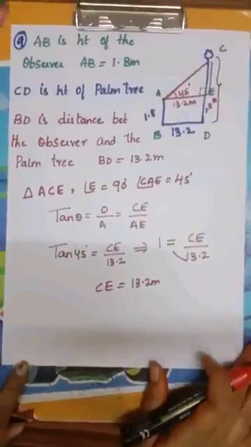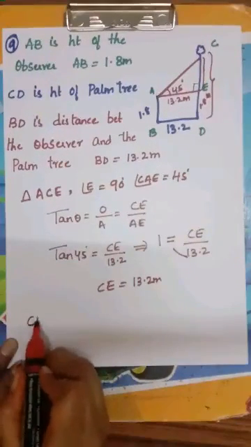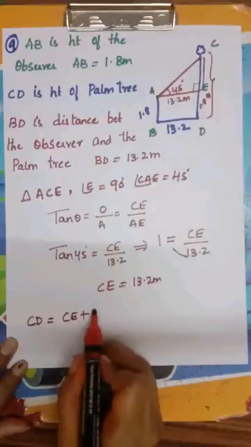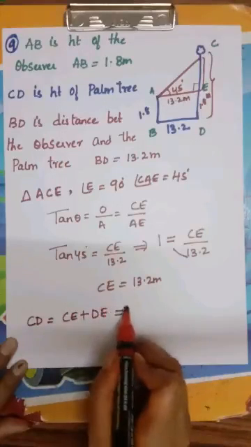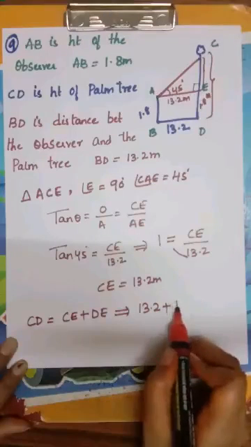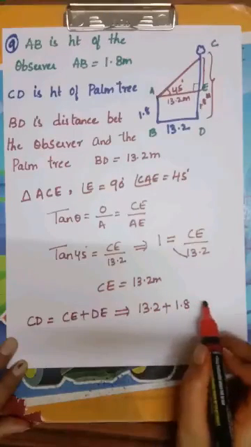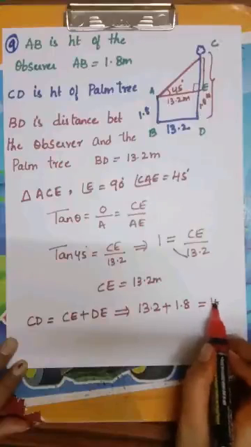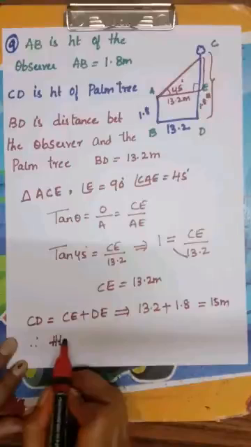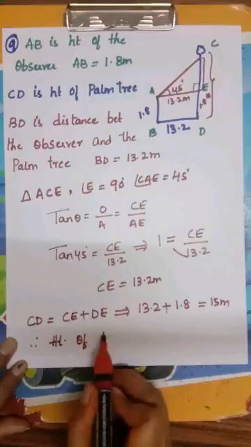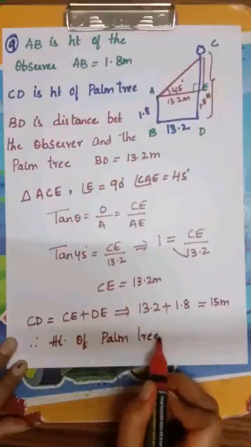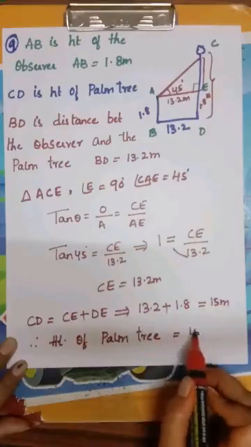CD is what? CD is equals to CE plus DE. That is 13.2 plus 1.8. This becomes 15 meters. Therefore, height of palm tree is equals to 15 meters.